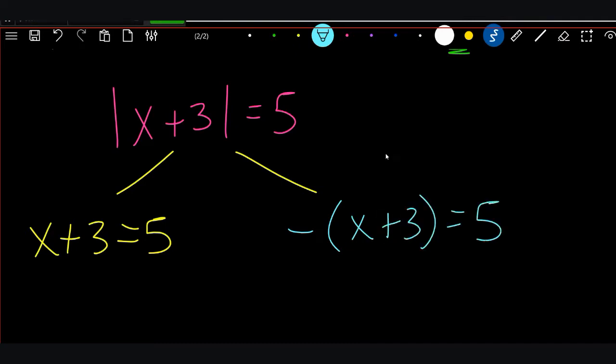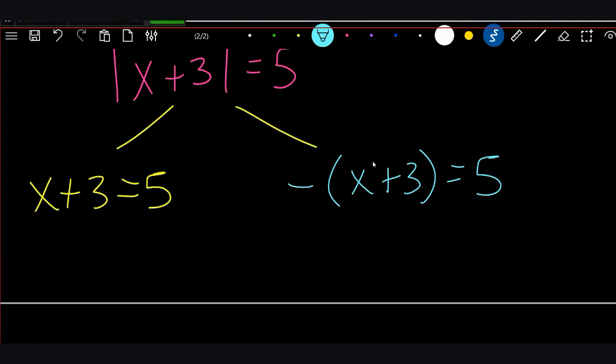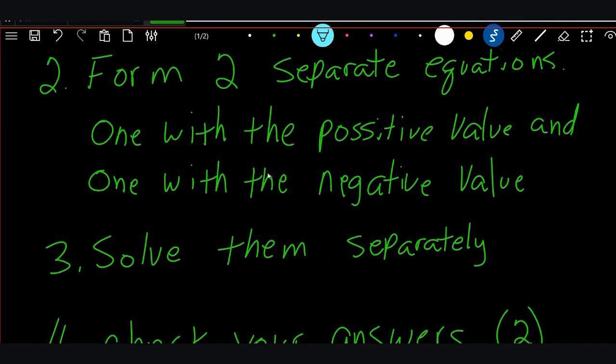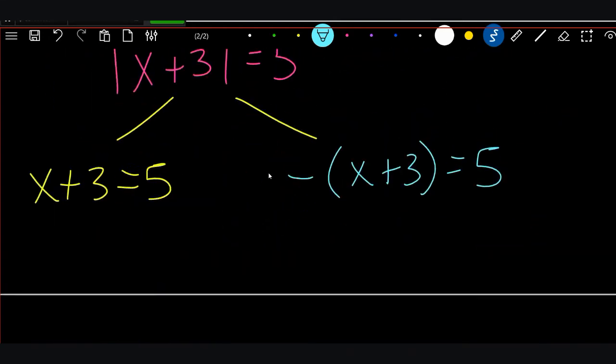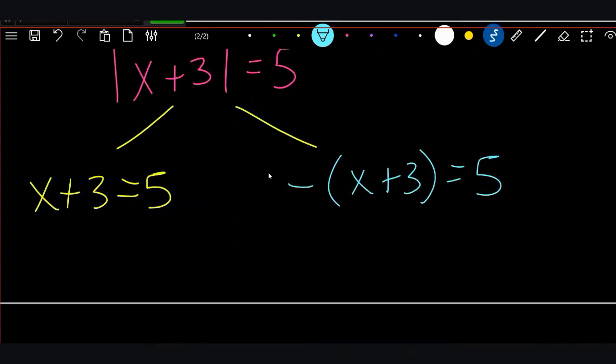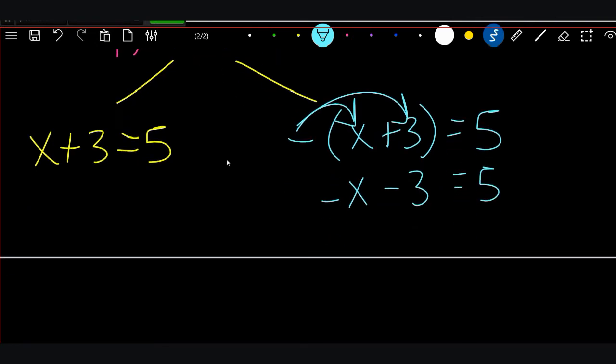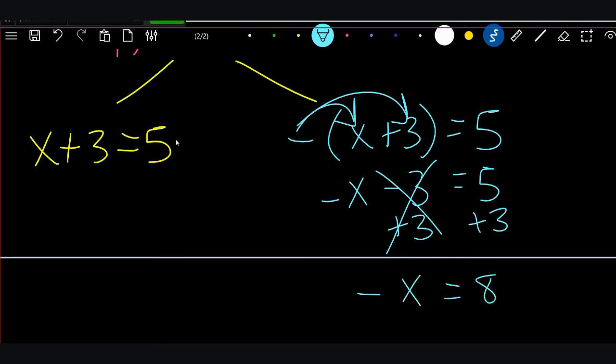And so let's go ahead and work that negative side right now because our next step is solve them separately. Okay, so we're going to solve them separately. So let's solve this one. Let's just go down this. And we want to distribute. That is the first thing that we do. We get negative x minus 3 equals 5. Now, I want to take the numbers to the one side and the letters to the other side. So we're going to have a plus 3 and a plus 3. Why? Because we want to get rid of that 3 here. So that leaves us negative x equals 8.